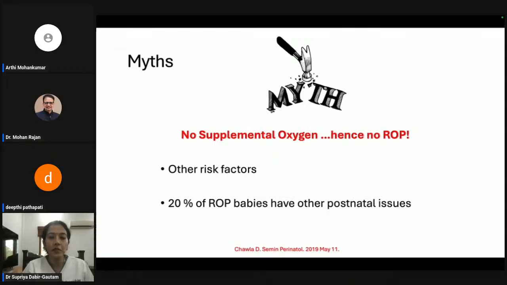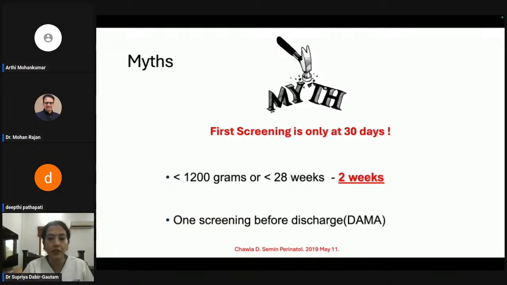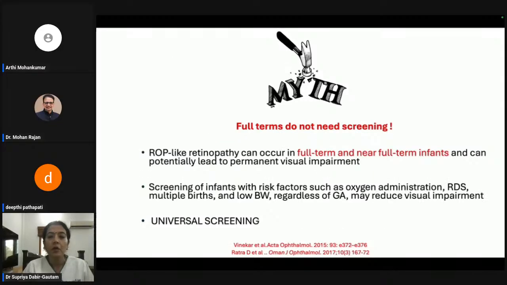What are the myths associated with this disease? Some people think, oh, I have not given this baby supplemental oxygen, hence no ROP can occur. That's a huge myth. There are other risk factors that we spoke about, and 20% of these babies can have other postnatal issues. Another myth is first screening is only at 30 days. Why do it earlier? But we have seen that in smaller babies, in very low birth weight babies, or those born less than 28 weeks, you have to screen earlier because ROP develops much earlier in these babies, or one screening before DAMA.